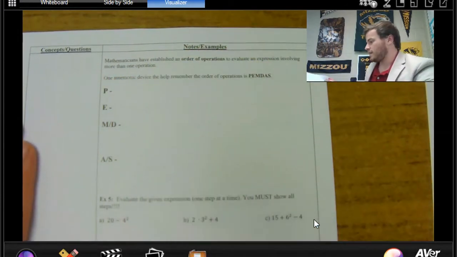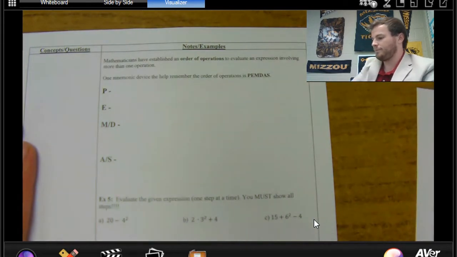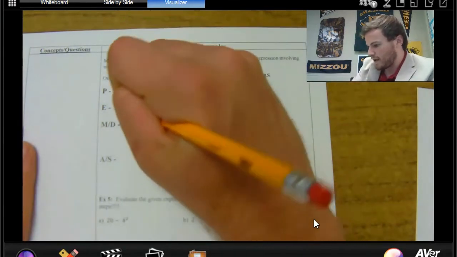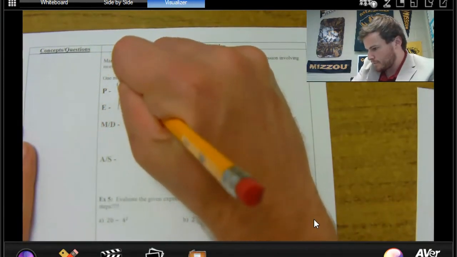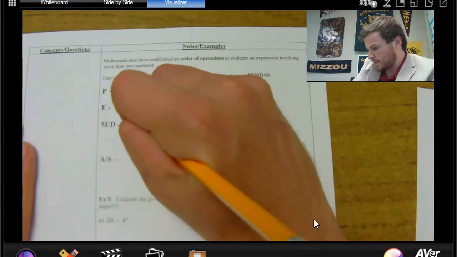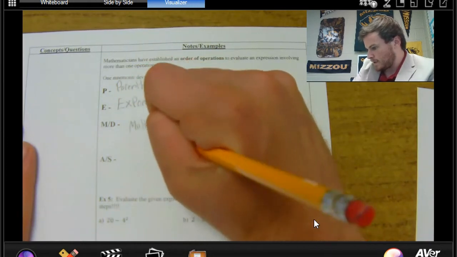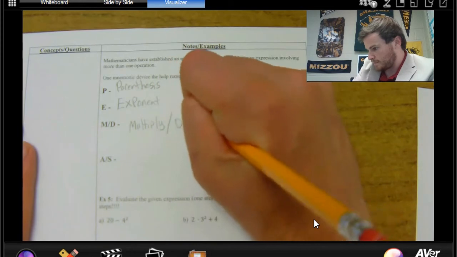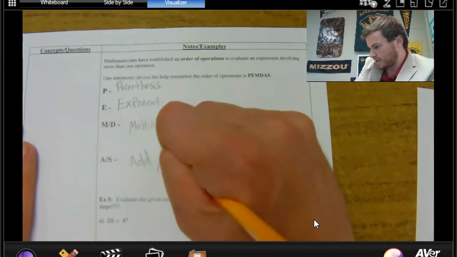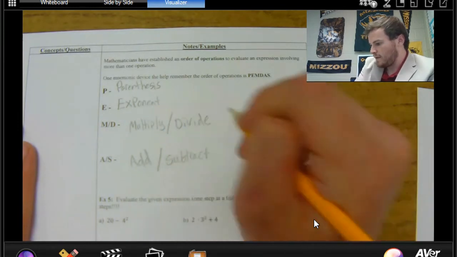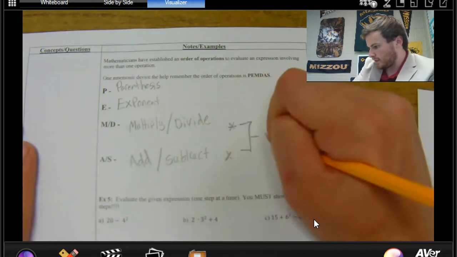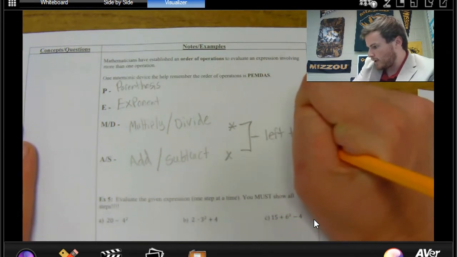So P, like we said, stands for parentheses. E stands for exponent. M stands for multiplication. D stands for division. A stands for addition. S stands for subtraction. You need to know both of these. You do them from left to right.